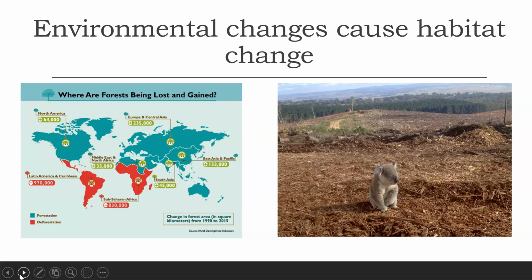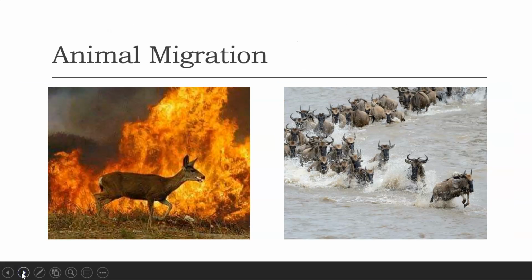So these environmental changes, these natural disruptions, have big impacts on our wildlife. In particular, habitat change. So the fires in Australia completely decimated some habitats, which leaves animals homeless and causes them to adapt or to migrate in some species.